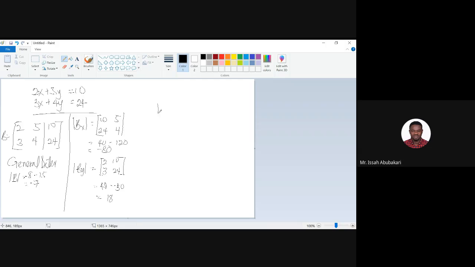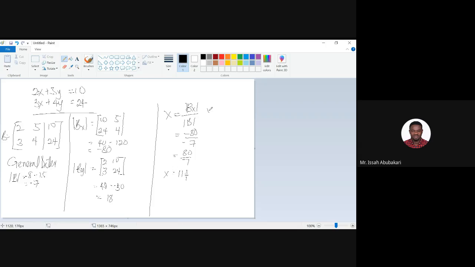Right. Now let's find the values of x and y. So our x value is equal to the determinant of Bx divided by the determinant of B. And we know the determinant of Bx is minus 80, divided by the determinant of B, which is minus 7. So our answer is minus 80 divided by 7, and this gives us 11 whole number 3/7. Right. That is the value of x.